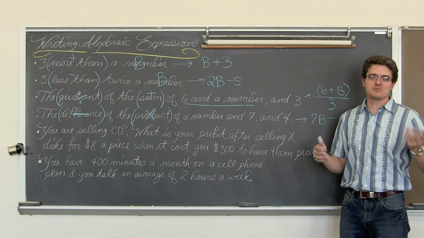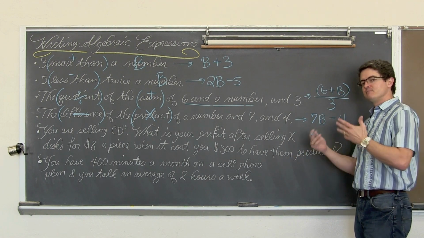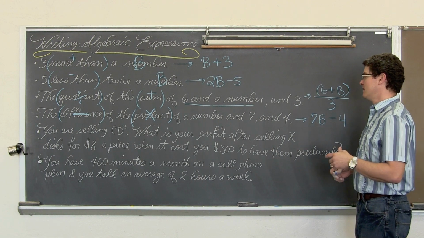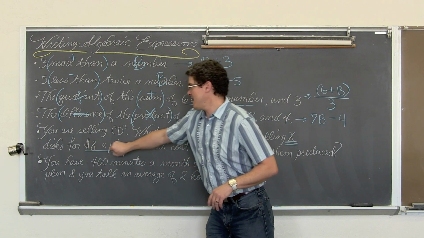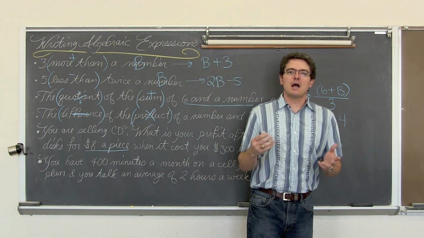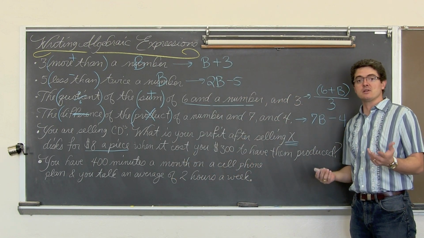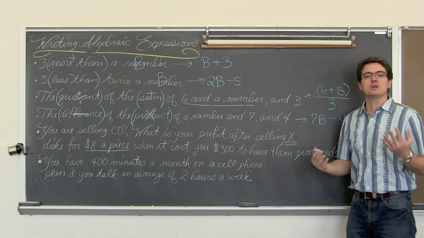Now I'm oversimplifying this because stores have electricity and rental and all that other good stuff, but just a simple example of profit. So what's your profit after selling a certain number of discs at $8 apiece? Well, how are we going to figure out how much you made? Well, if you sold 2 discs, it was 2 times 8, which is $16. If you sold 3 discs, that'd be 3 times 8, or 24.